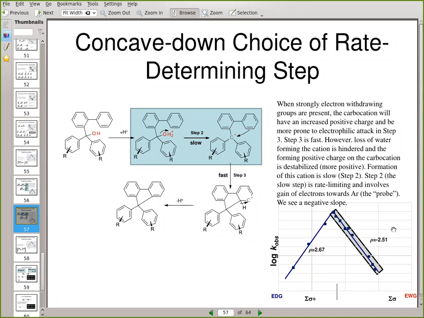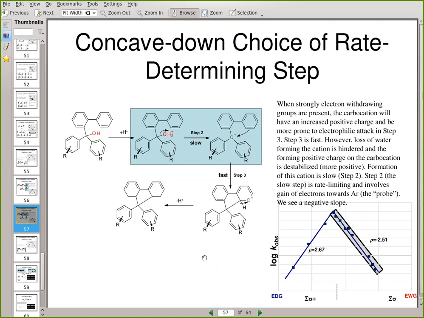Okay. So whenever you see a concave down plot like that, this means that there's definitely a choice in the rate determining step. And if there is a choice of rate determining step, which one controls? It's always the slowest step that is rate limiting.